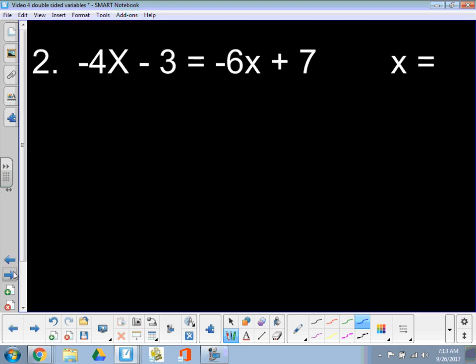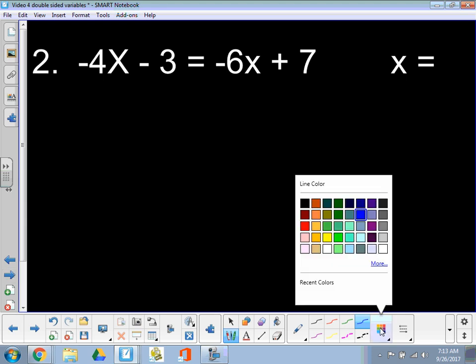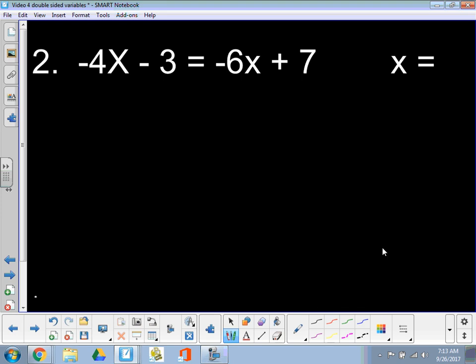Second one. Take a moment, pause this. As we walk through this one, I now have a negative 4x on one side and negative 6x on the other side. This one I'm going to show you that it doesn't matter which way you went about this. In this one, to get rid of the negative 6x, I'm going to add 6x, add 6x. Now, if you tried this on your own by getting rid of the negative 4x, you will still get the same answer in the end, and I'll show you that with this one.